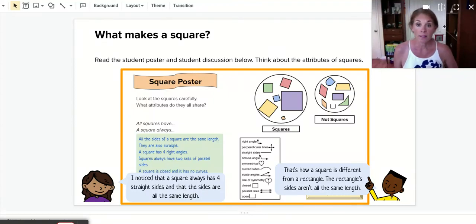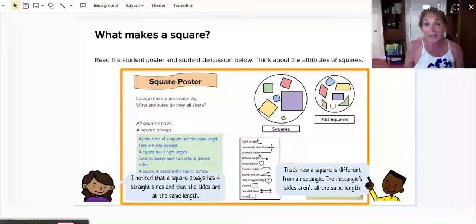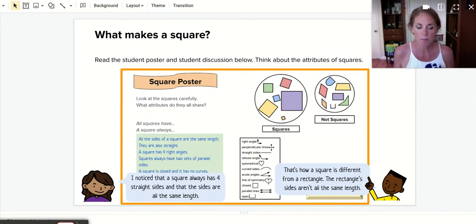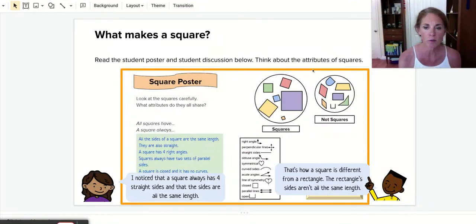Hey, well, it's been a long time since we talked about our shapes. The last time you had a math lesson, about a week ago, you created some posters to define or show what is a square and what is not a square. So let's think about some of the attributes the square has.